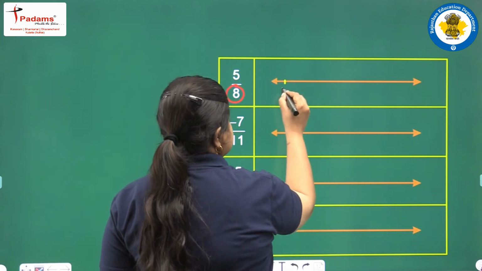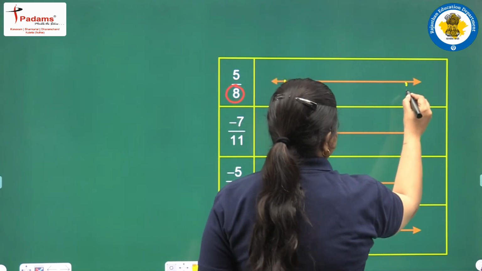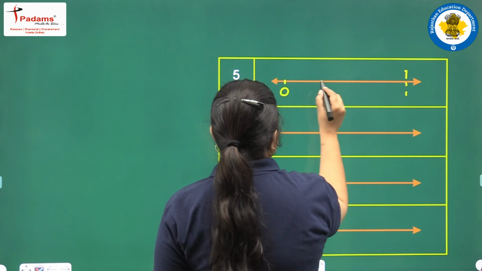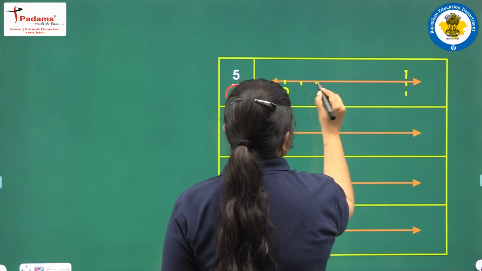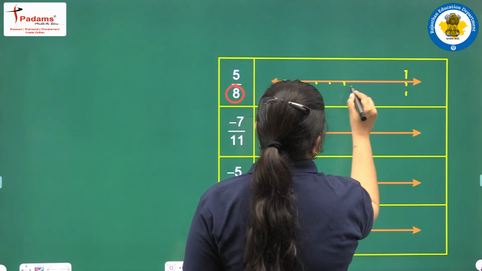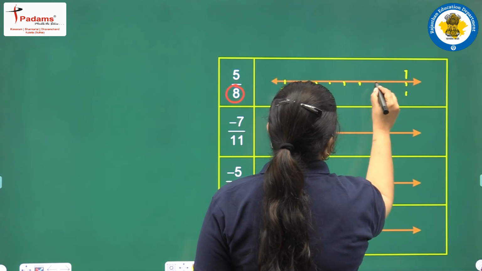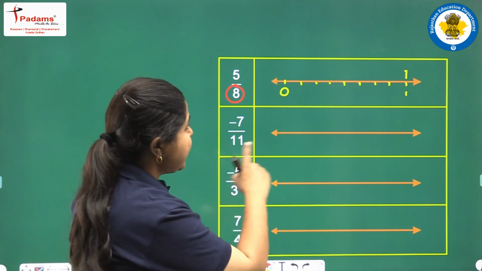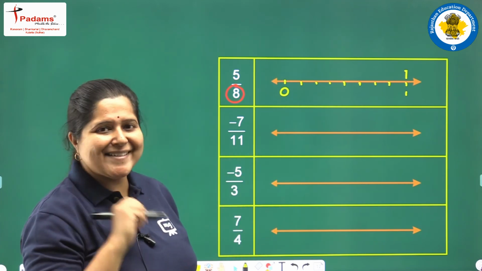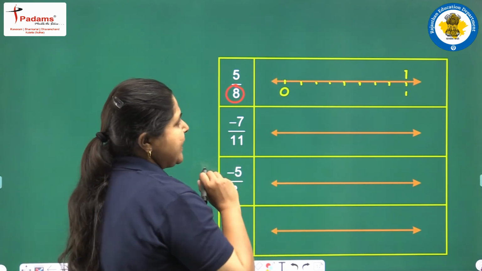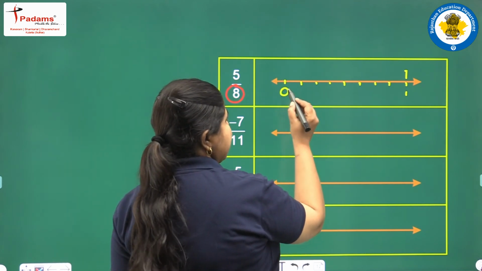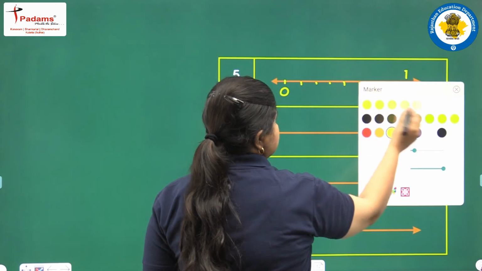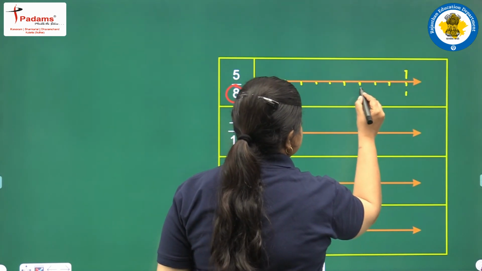Let it be 0 and let it be 1. I write 1 on the top. So 8 parts: 1, 2, 3, 4, 5, 6 and 7. I have taken 7 points and you see all of them are at equal distances. Now 5 by 8. Which one will be the 5 by 8? 1, 2, 3, 4, 5. This one is 5 by 8.